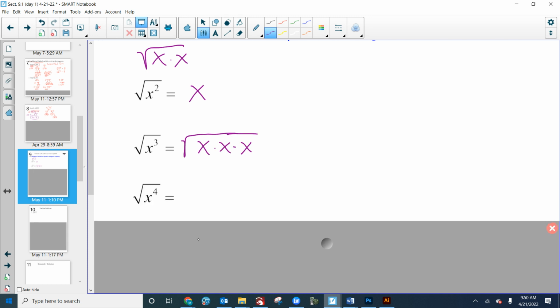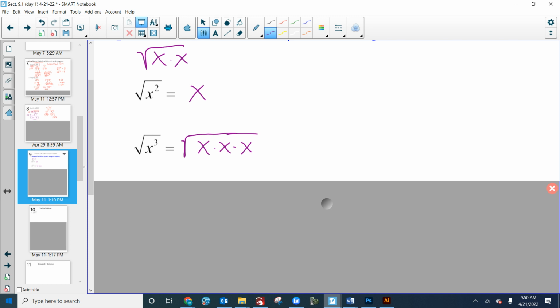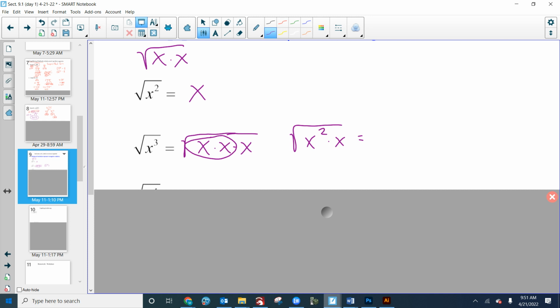X cubed is 3 x's under the radical. How many pairs do I have? Think of x cubed like this. We just did x squared. What's the square root of x squared? X. I have a pair. One can come out, like we did here, but what stays, guys? X square root of x.